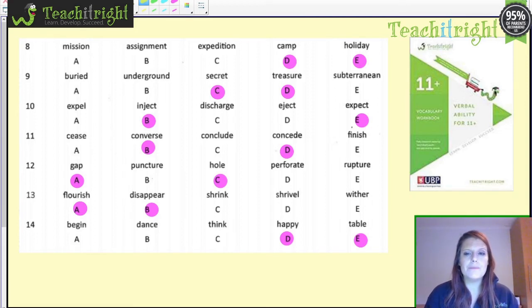And 11, cease, conclude and finish. These are synonyms. They mean to stop, to end something. Cease, I'm sure, would be a good one to put in your vocabulary books here. To concede means to give up, to allow somebody to take your place or somebody to win. Converse comes from conversation. It's about talking.